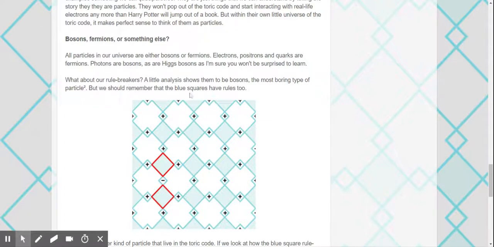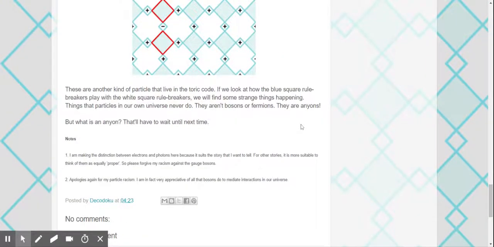But we should remember that the blue squares have rules too. These are another kind of particle that live in the toric code. If we look at how the blue square rule breakers play with a white square, we'll find some strange things happening. Things that particles in our universe never do. They aren't bosons or fermions, they are anyons. But what is an anyon? That we'll have to wait until next time.